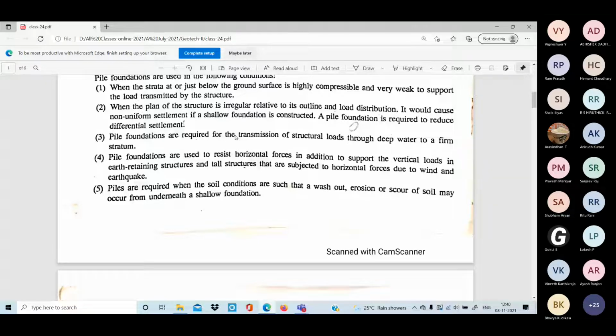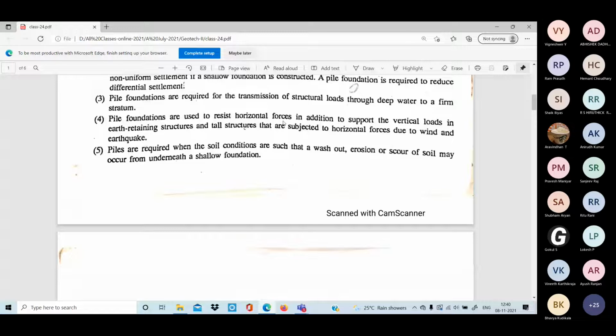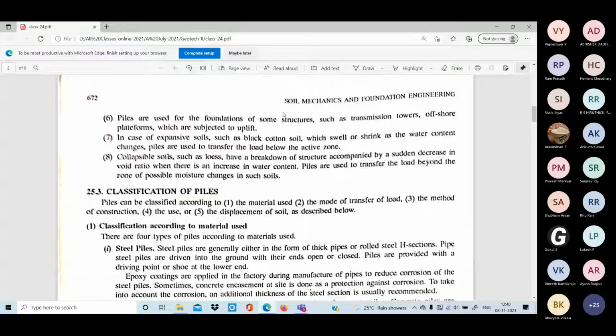So piles are required when the soil conditions are such that washed out conditions or erosion or scour occurs underneath the shallow foundation. Scouring will occur. Okay, in that case we have to go for a deeper foundation. And as I have said, for transmission towers, offshore structures, and platforms, the tower is subjected to upliftment because of the wind, because of the lateral loads, and so on.